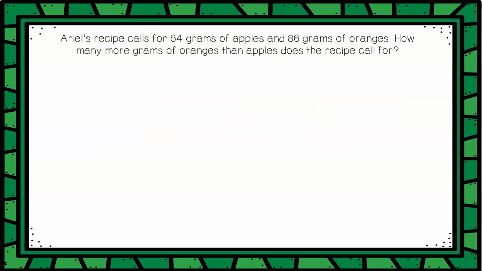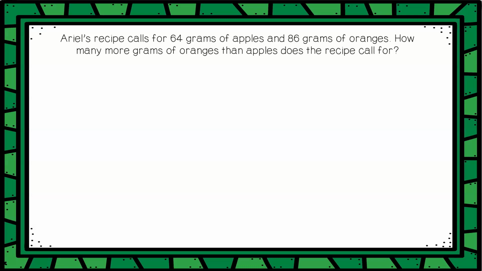Here's the next example that we will do. These will get a little bit easier as we keep going. Ariel's recipe calls for 64 grams of apples and 86 grams of oranges. How many more grams of oranges than apples does the recipe call for? We need to look for important numbers and those math keywords so that we can figure out what kind of math we need to do.